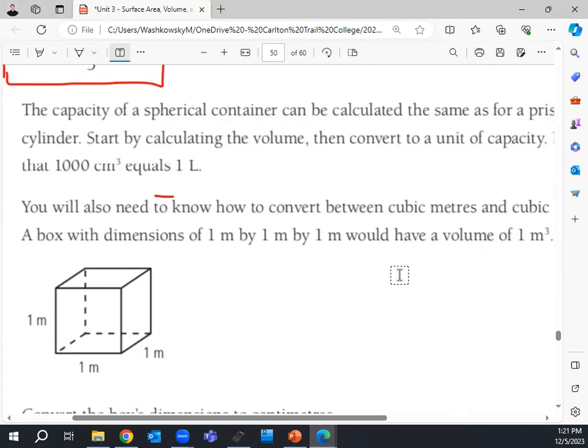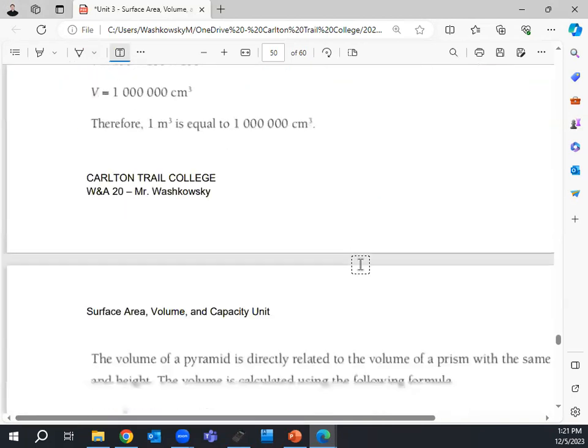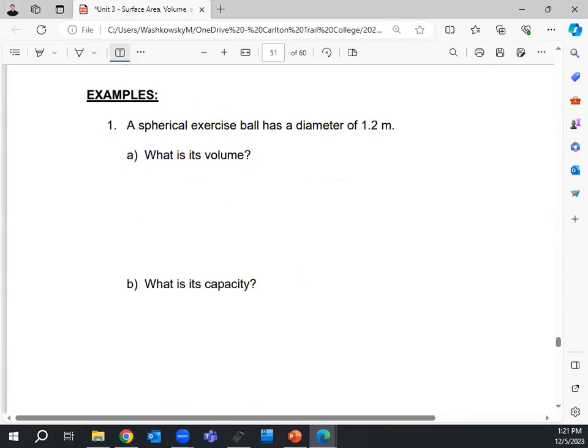So this right here is the formula to find the volume of a sphere. Let's try that one as an example. Let's scroll down a page to this next one. What we have here is a ball with a diameter of 1.2 meters, and we want to figure out its volume. So immediately I'm dealing with the volume of a sphere, so I know I'm going to have to use that formula.